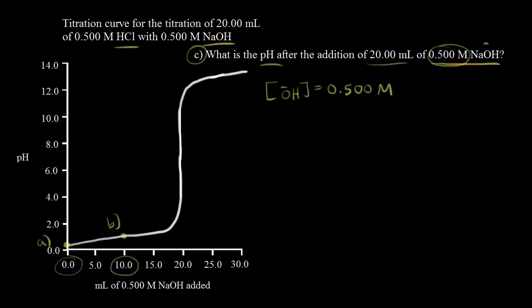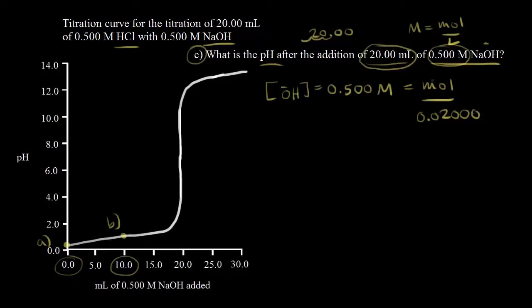0.500 molar. Remember, molarity is moles over liters, right? So this would be equal to moles over liters. How many liters do we have? We have 20 milliliters. So 20 milliliters would be equal to, move our decimal place 1, 2, 3. That's 0.02 liters. So to find how many moles, just multiply 0.5 by 0.02. And we will get 0.01. So we have 0.01 moles of hydroxide ions. So that's how many moles of hydroxide ions we're adding to our original acid solution.